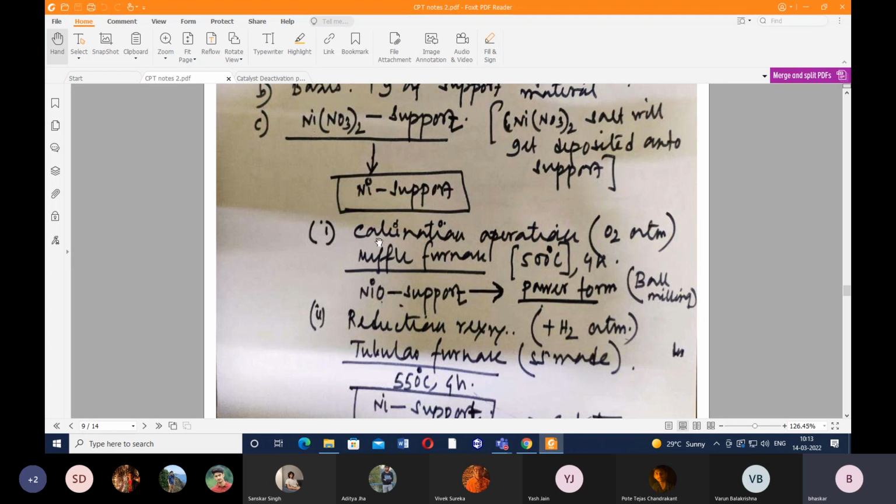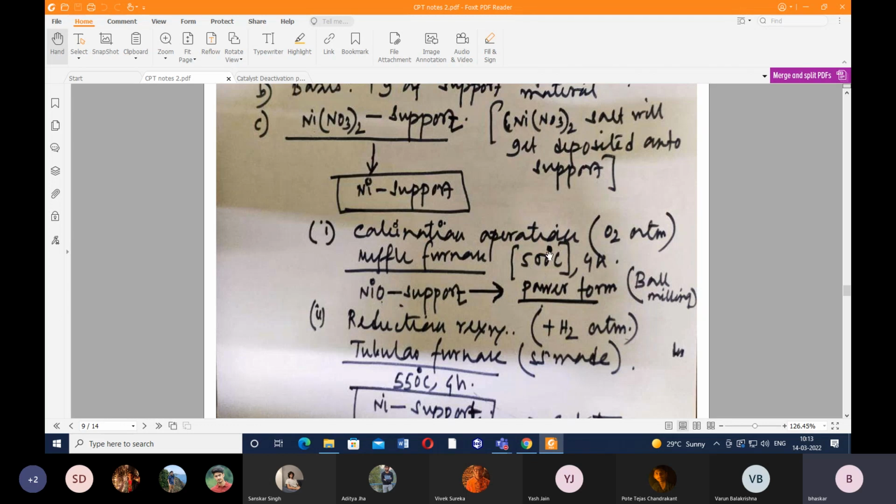Calcination will be performed in an air atmosphere. Air atmosphere means we are talking about an oxygen atmosphere. So the calcination operation will be performed in a muffle furnace at a temperature of around 500 degrees Celsius for 4 hours. Here we cannot choose our calcination temperature without performing any analysis. These are all optimized conditions.